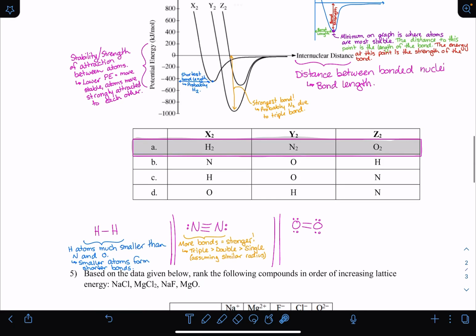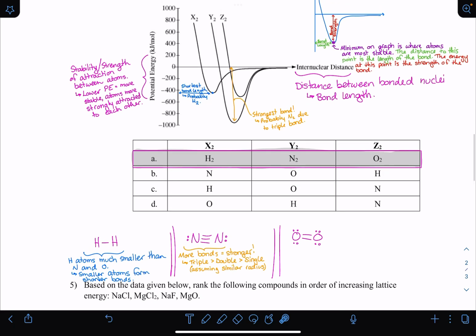So in terms of both length and strength, there are 2 things to consider, and that is the size of the atoms themselves and whether they're double, single, or triple bonded together. So smaller atoms make shorter bonds. That should make some sense. In this case, of the options that we are given, nitrogen and oxygen are right next to each other on the periodic table, so they're going to be really similar in radius, but hydrogen is a row above them, which means it's going to be a lot smaller.